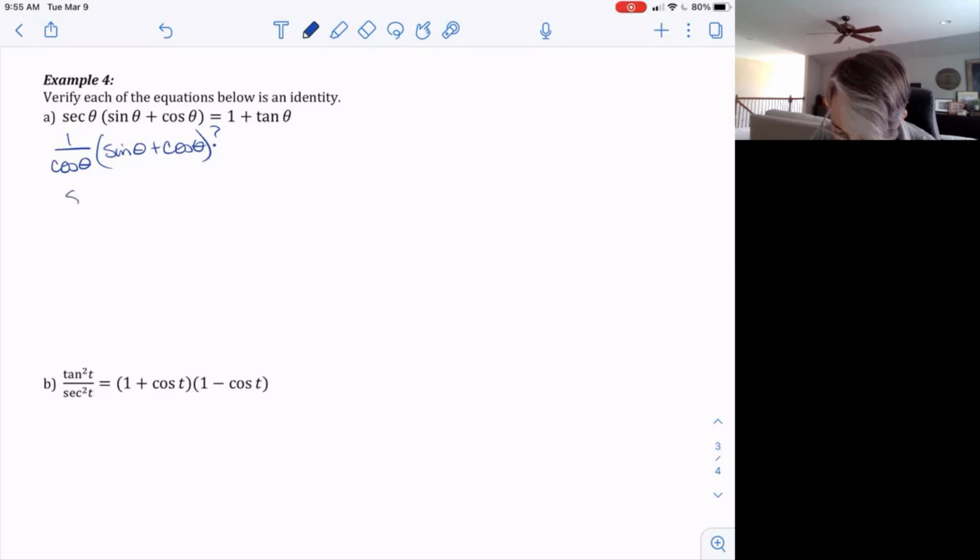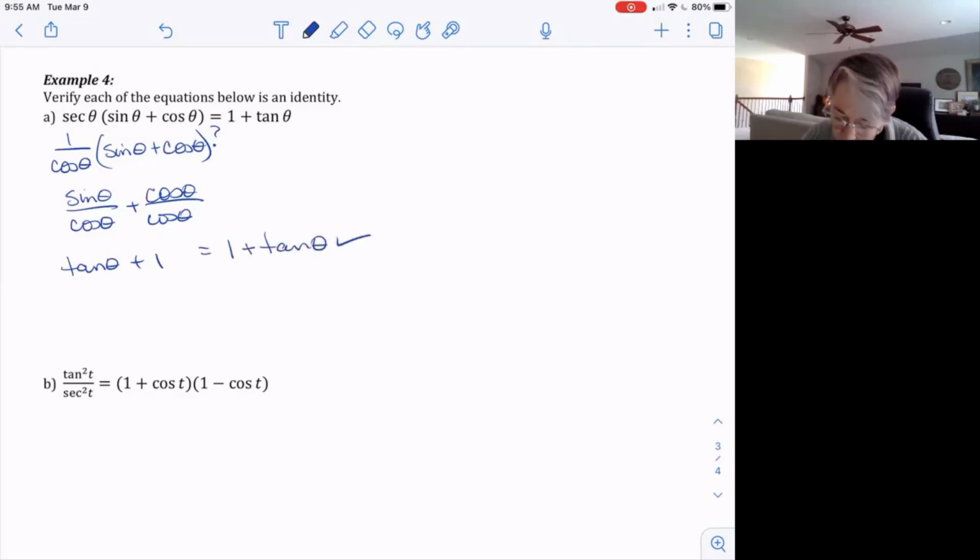Now we can distribute, and we get sine theta over cosine theta plus cosine theta over cosine theta. And that reduces to tangent theta plus 1, which is equal to the 1 plus tangent theta that we started with. Okay, so notice I only worked on one side. I didn't divide both sides by secant theta or anything like that. You're trying to verify that they're true.